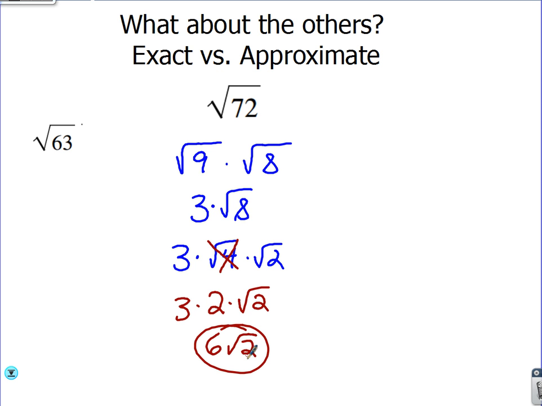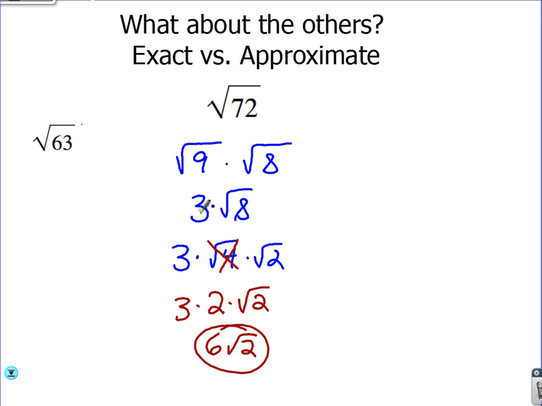Another statement I will make a million times this semester. The reason I can multiply 3 and 2 together, those are both whole numbers. You can multiply whole numbers with whole numbers. You can multiply square roots with square roots, but you cannot multiply a whole number with a root. 3 times the square root of 8 is not the square root of 24. You can multiply roots with roots. You can multiply numbers with numbers, but you cannot multiply numbers with roots.